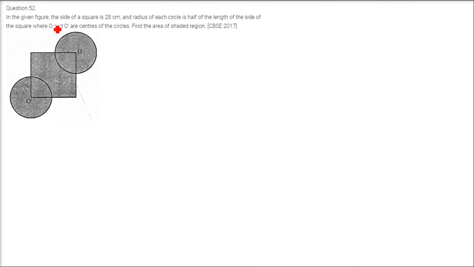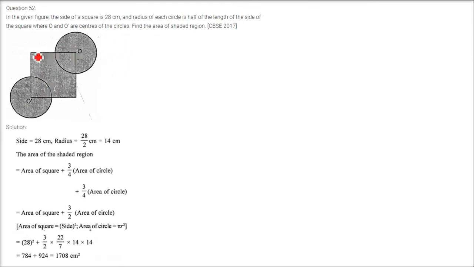In the given figure, the side of the square is 28 centimeter. Then we have the radius of each circle as half of the length of the side of the square, where O and O dash are the centers of the circles. Find the area of the shaded region.